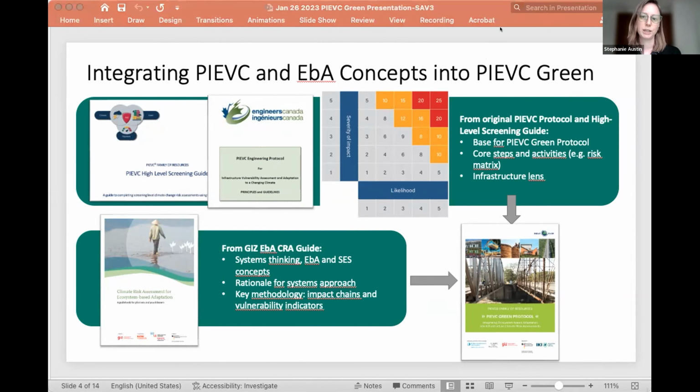From the GIZ Climate Risk Assessment for Ecosystem-Based Adaptation Guideline, which you can see on the bottom left, I'm not sure how many people on the call are familiar with it. From there, we took the thinking around the social ecological systems approach and ecosystem-based adaptation, as well as some of the key methodologies like the impact chain approach and development of vulnerability indicators, which I'll talk a little bit more about later on. Next slide.